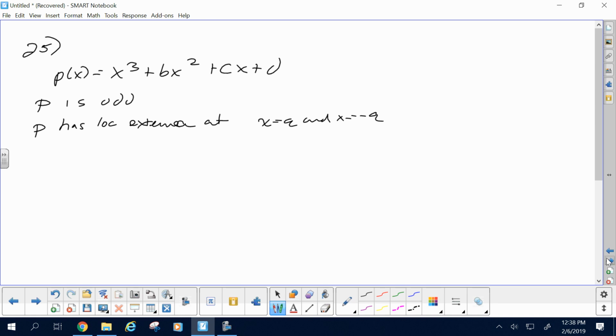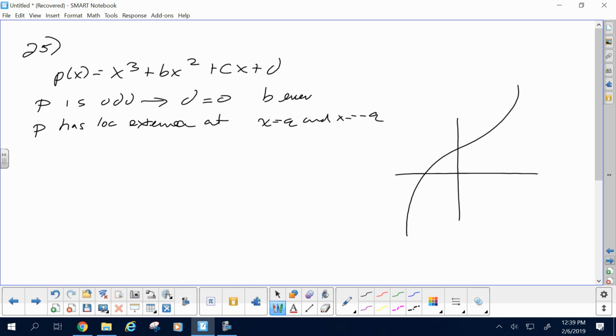All right. The odd function should tell you two things. What does it tell you? Okay, it's symmetric about the origin. Could something be symmetric about the origin and have a y-intercept of something besides the origin? Nope, not a continuous function anyway. So the fact that it's odd tells you D is 0. It actually also tells you that B must be 0. B cannot be there for this to be an odd function. B is an even power. It must be 0.